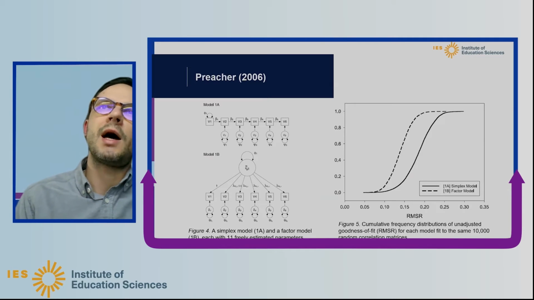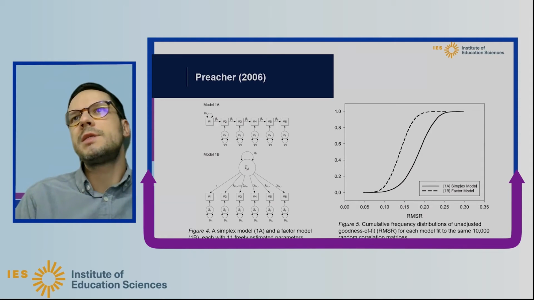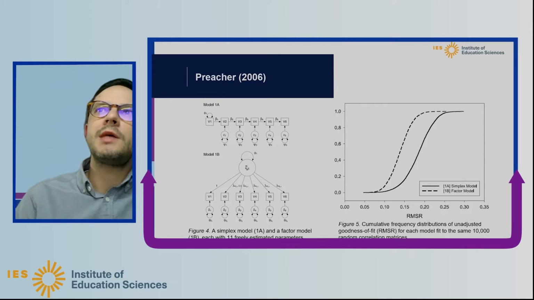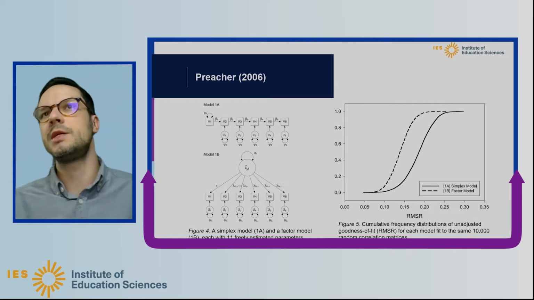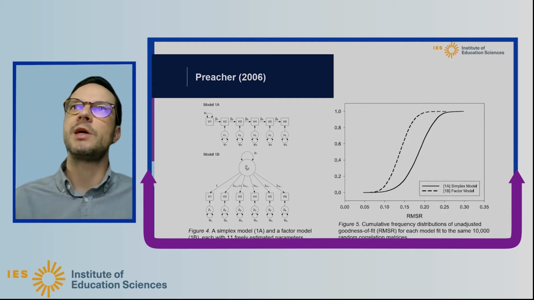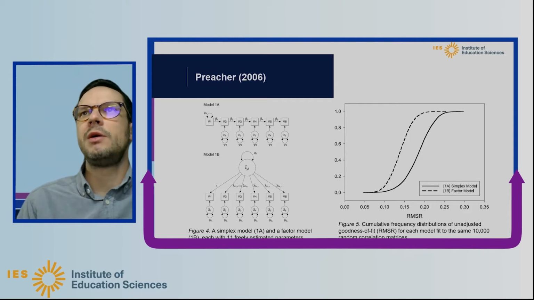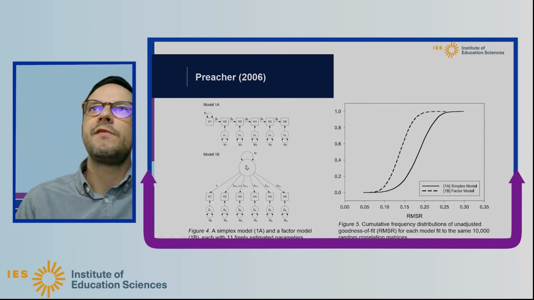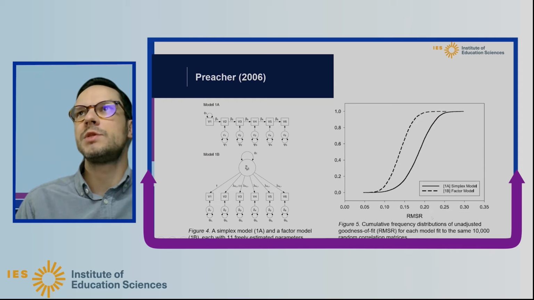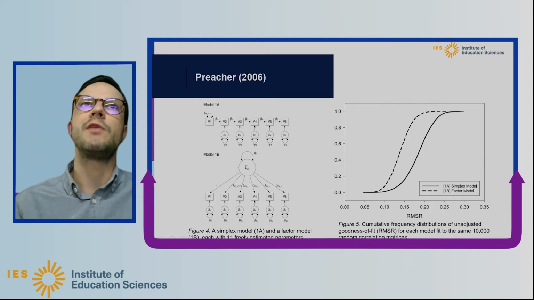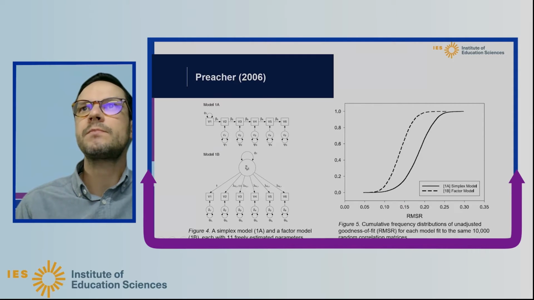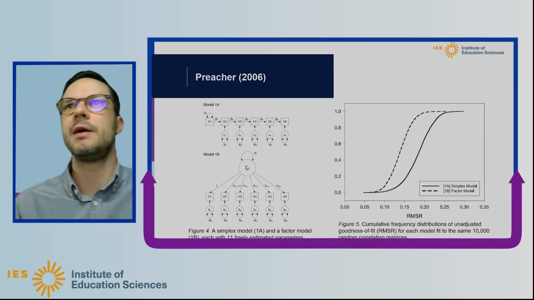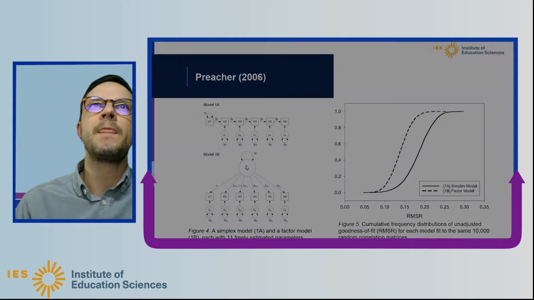And then he looked at the RMSR, goodness of fit, statistic to see across all of his 10,000 random correlation matrices that he simulated, how often did the simplex model fit well versus the factor model? And you see in this cumulative frequency distribution plot on the right that the factor model was better at fitting data. So same number of parameters, but a different configuration of the variables in that model imbued it with an ability to better fit data than did the simplex model.